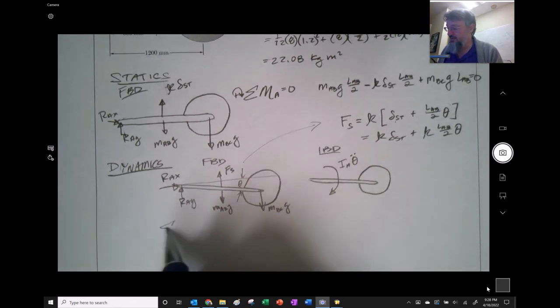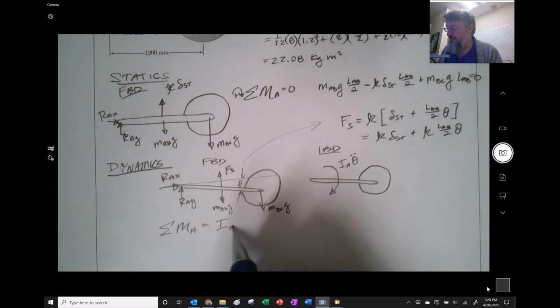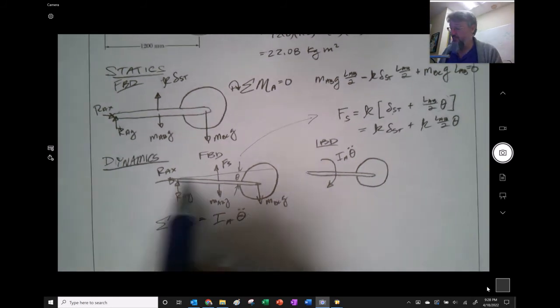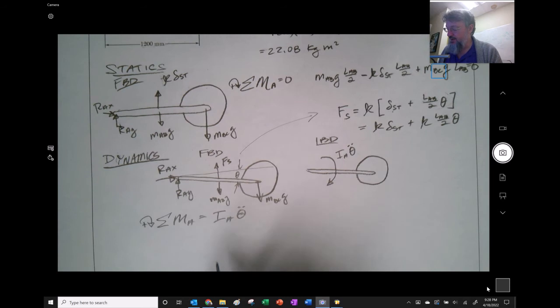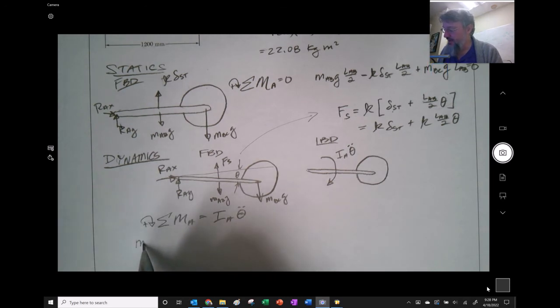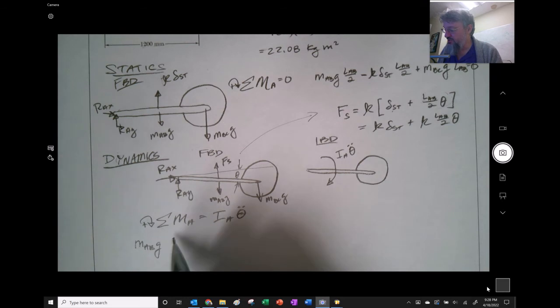So we'll take the sum of the moments about A. Let's write them out here. Once again, we're going to keep clockwise as positive. So I'm going to have M_AB times G times L_AB over 2.